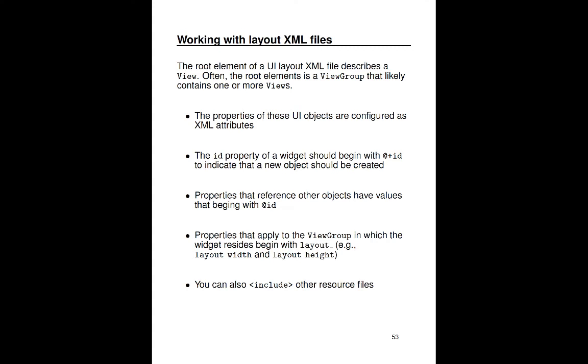Everything corresponds to the Java API. There is some special nomenclature, though, that you need to be aware of. The ID property of a widget should begin with @+id to indicate that a new object should be created when the XML is parsed. If you have a property that references another object, its value should begin with @id. Let's say you're declaring a view that resides within some view group. There could be properties of that view that actually apply to the view group in which it resides. In that case, you want to prefix those properties with layout_. So you'll see things like layout_width and layout_height. There's also an include tag that you can use to include other resource files into this XML file.